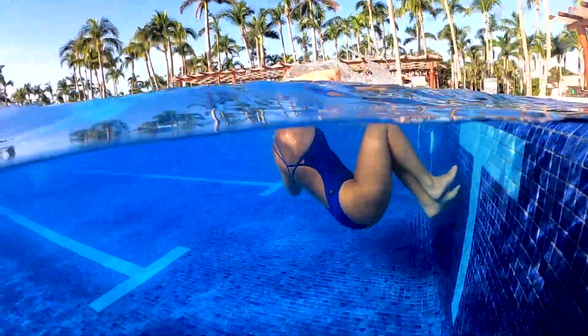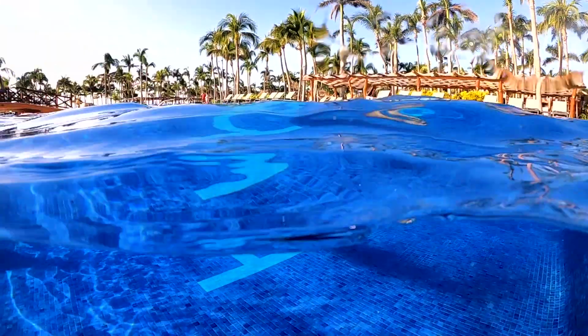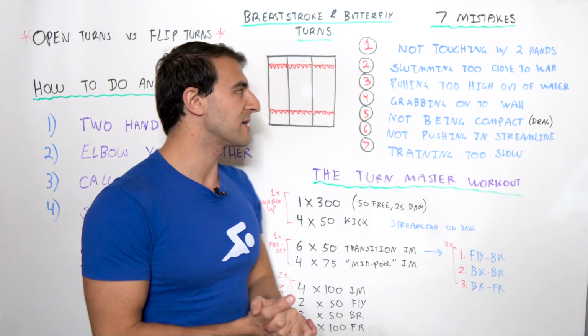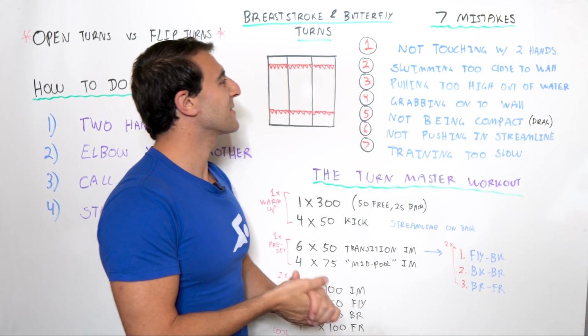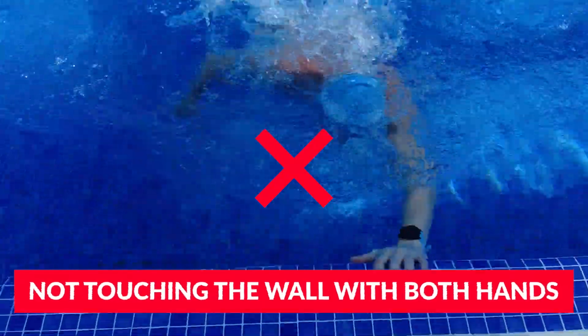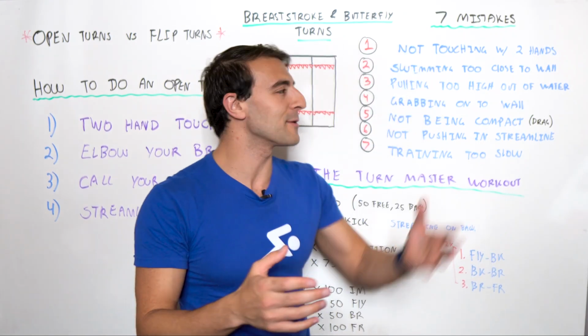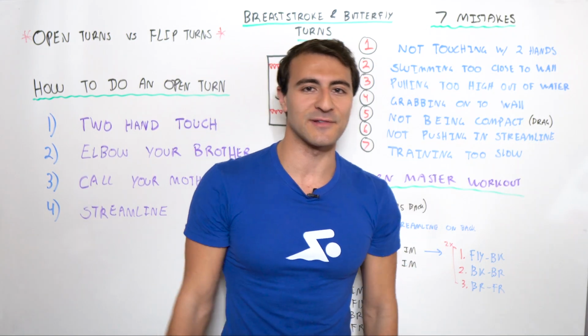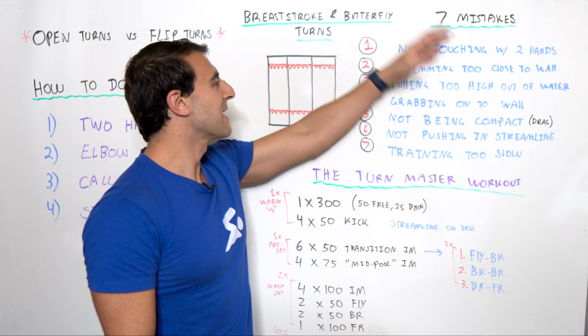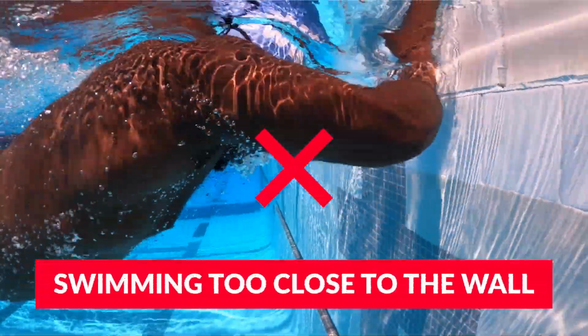Now I wanna share with you 7 of the biggest mistakes that I see swimmers make in the open turn. The first mistake I want to share with you is not touching the wall with 2 hands. We just talked about how important it is to touch the wall with 2 hands, so if you don't do that, automatically you're disqualified, and you got to start there. The second mistake is swimming too close to the wall.